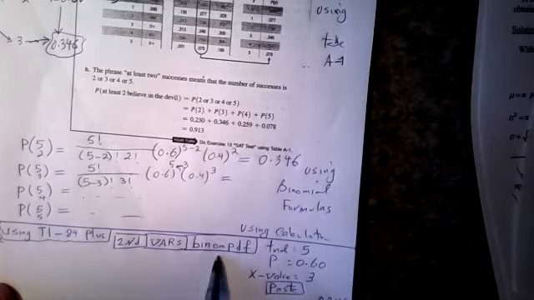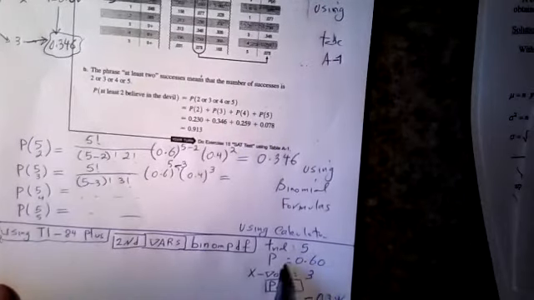Second, vars, binomial PDF. Then it asks you, what's your trial? 5. What's the probability of success? 0.6, and so on.